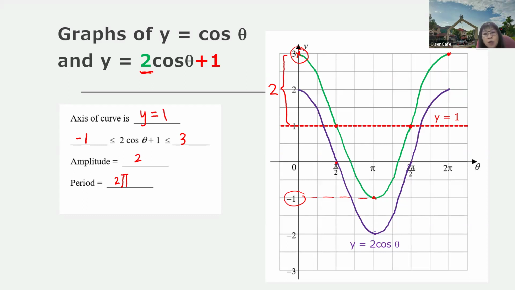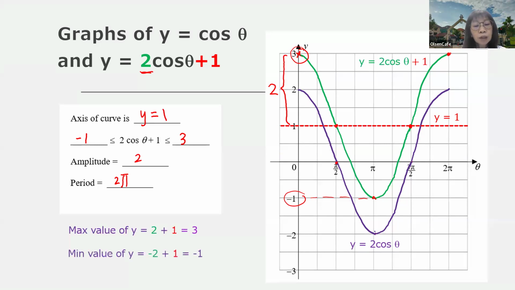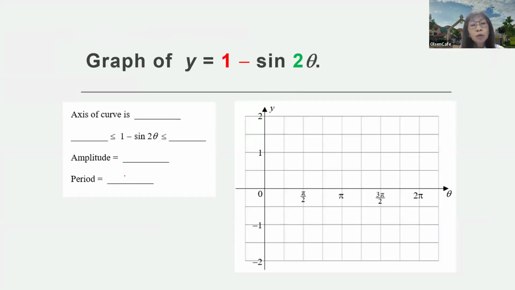So over here, we are talking about how the axis of curve affects the shape of our cosine graph. Now, let's take a look at one more graph. This time round, the maximum and minimum value you can just derive from the range. Now, let's look at the last graph.